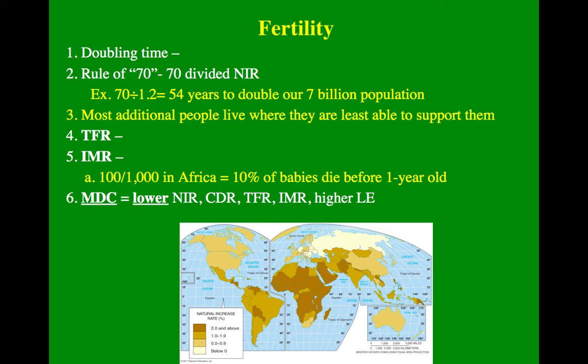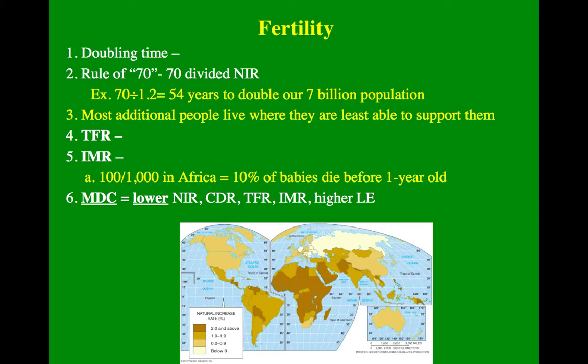Doubling time, remember, is basically how long it takes for the world or country or whatever you're measuring to double in size. A geographer figured out the formula. It's basically 70. So you take 70, divide it by whatever your natural increase rate is, and we're using the world here, 1.2. That's 54 years to double our 7 billion people. So in your lifetime, there'll be 14 billion people on the planet. But in the current state, I would think that NIR will start coming down.